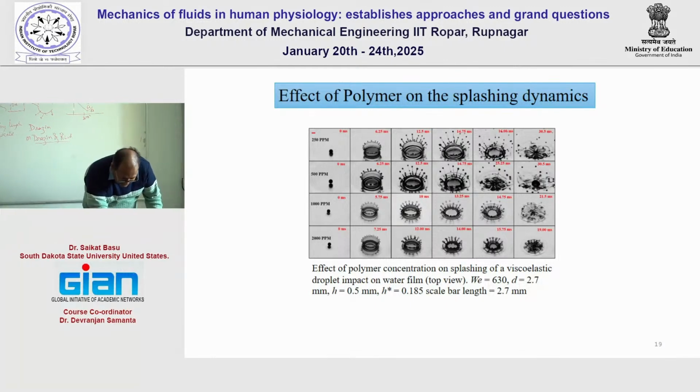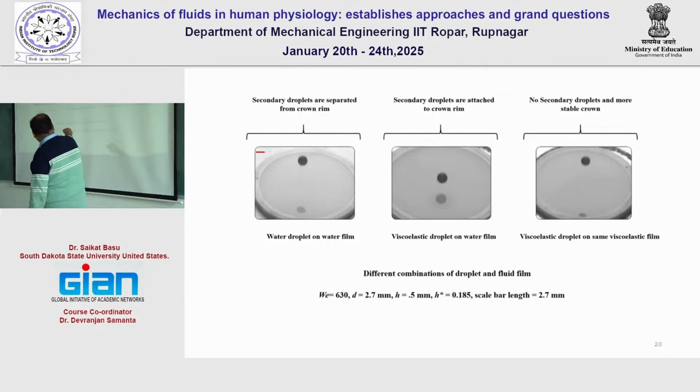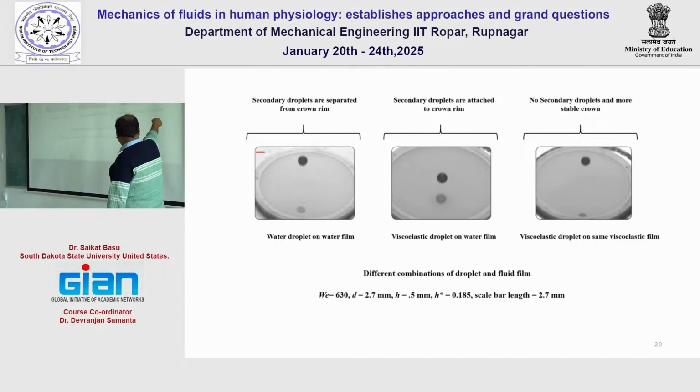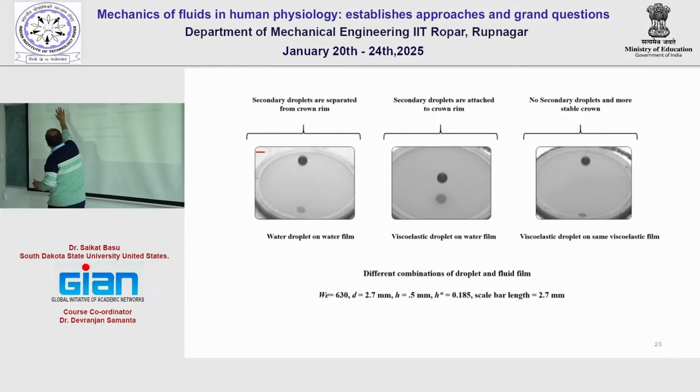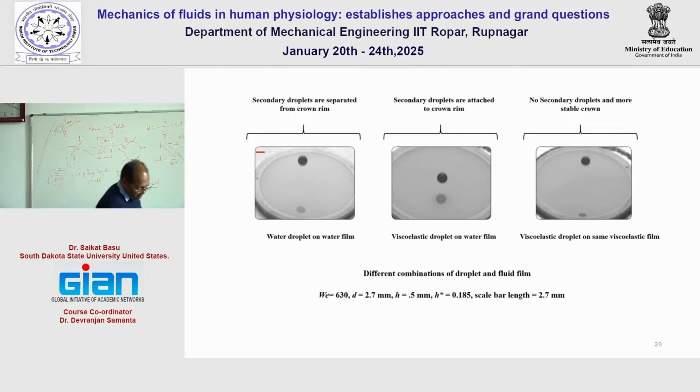In the next slide, this is again Manglis's work. The first case is a water droplet on a water film. The second is a viscoelastic droplet on a water film. The third one is a viscoelastic droplet on the same viscoelastic film. The video is made in such a way that it will play all at the same time. In the first, fragmentation will happen. In the second, there will be rim instability and crown formation, but the secondary droplets formed at the tip of the filaments will stay. In the third, the crown will not even form, or the crown will form, but the secondary structures coming out from the rim will not be formed.